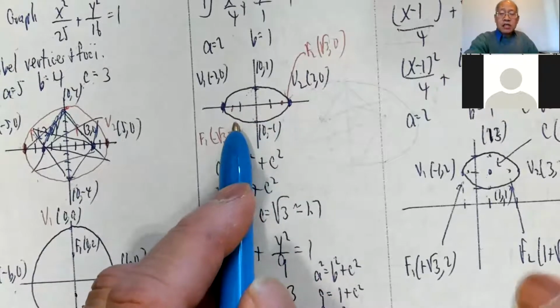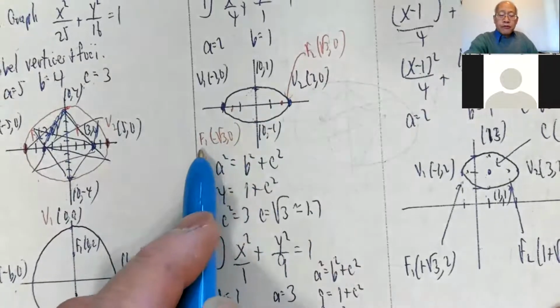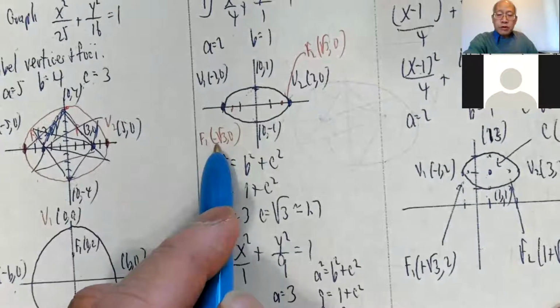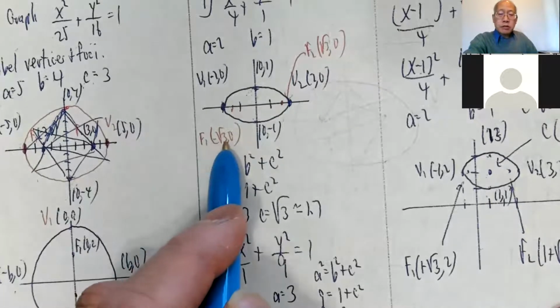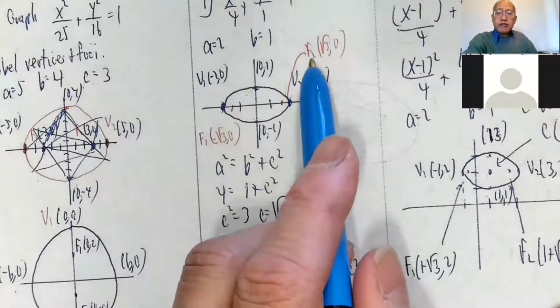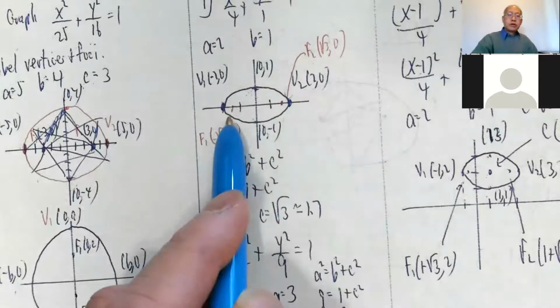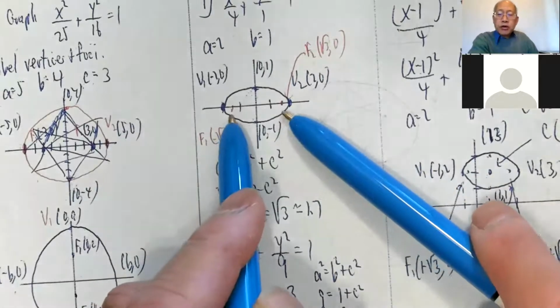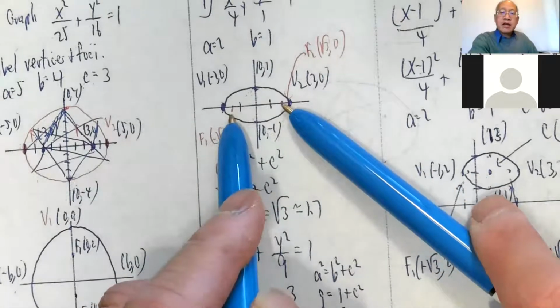Now again, I need the 1.7 just to tell me where to put the dot, but you should always give exact answers in your final answer. So for focus 1, I don't want you to write negative 1.7. I want you to write negative radical 3, comma 0. And focus 2 is positive radical 3, comma 0. So here are the two foci, one focus, two foci, F-O-C-I, plural of focus.